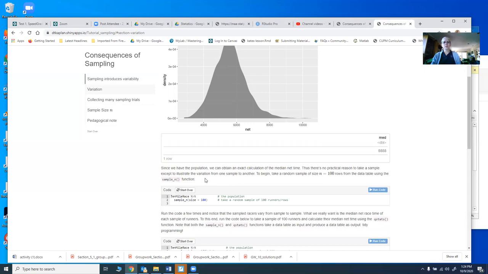We don't actually need to do this, this is the exact answer. So this is exactly what the net time is. It's not gonna change because this is the entire population. So we don't need to take a sample. I'm doing the sample from this data only to help you see what's going on. Technically, we don't need a sample. We don't need any of the techniques we're doing in this course because we actually have the median of the entire population. But we're gonna go ahead and do it just to show you how it works.